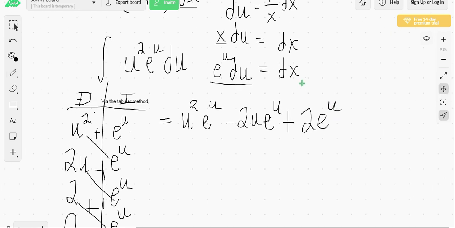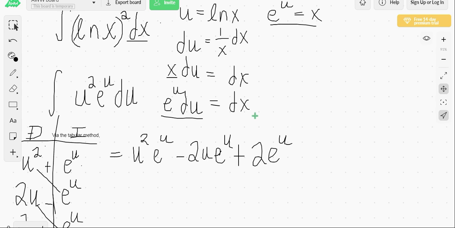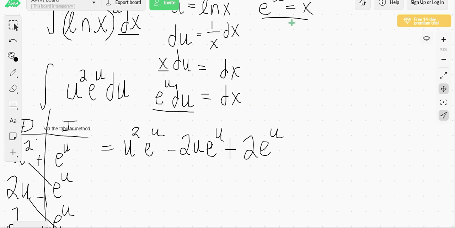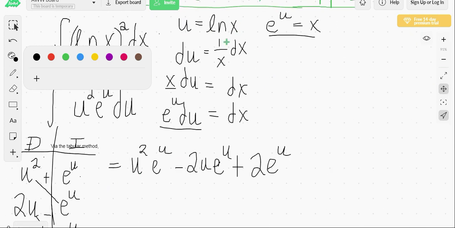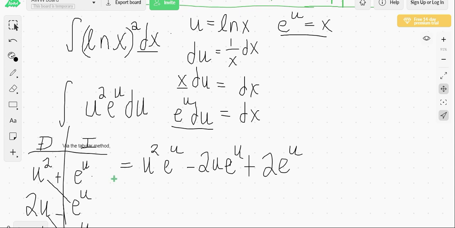Okay, I'm going to pan up a little bit just to take note of something. Remember that e to the u is x, right? So that means we can just write e to the u as x, and then each of these u's down here is just ln x. So we just write the u's as ln x, we write the e to the u's as x, and then we're basically done. Now we just got to remember our integration constant.